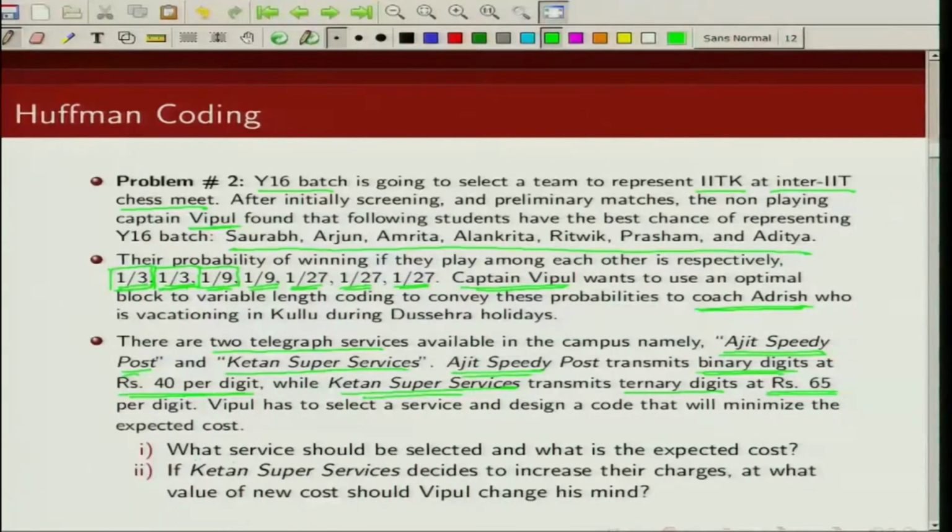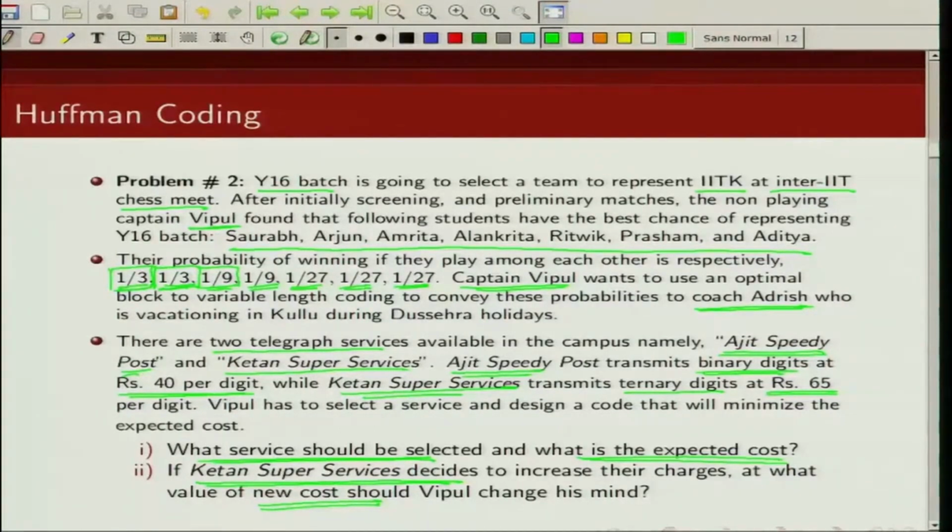So what service should Vipul use to communicate this information to his coach Adrish, and what is the expected cost? So that is the first question. And the second question is, if Ketan Super Services decides to increase its charges, at what new rate will Vipul change his mind? So this is the problem statement.